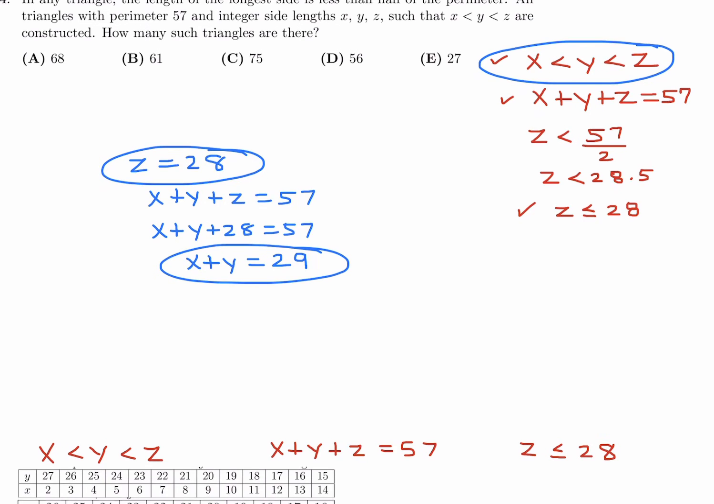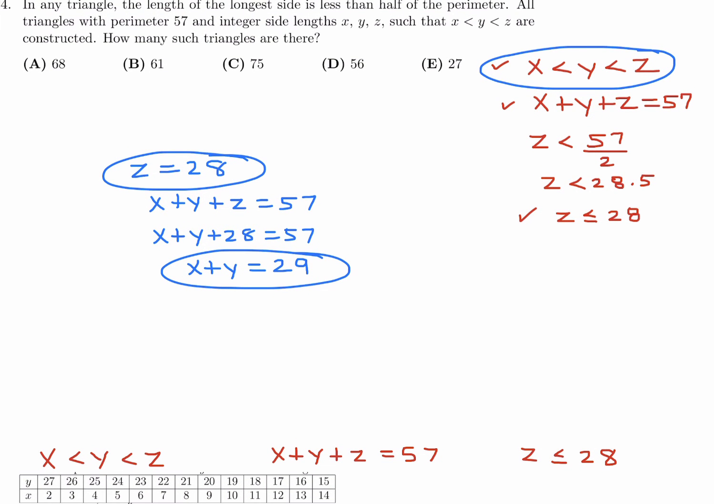So here is my first table. This satisfies everything, that z is 28 here, x plus y is 29, and that's pretty much it. And then the rest of the values for x and y I've put here, and as you can see, those are the values, and there's a total of 13 of them, so I'll put 13 out here.